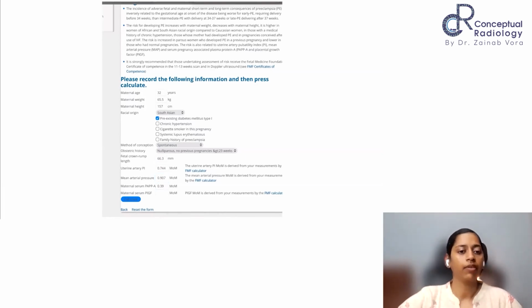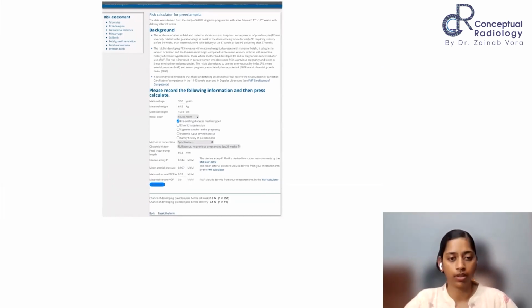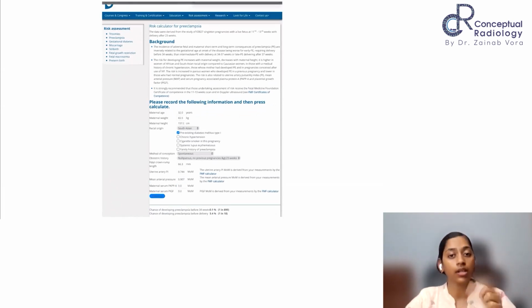So I had the PAPP-A value which I have put, and see, the risk has been calculated. So the chances of developing preeclampsia prior to 34 weeks and before delivery, you get both. But if you don't have the value, then just cut it out and calculate. So the risk changes, but by adding the PAPP-A value, you get a better specificity. So that was about how to apply the data in screening.